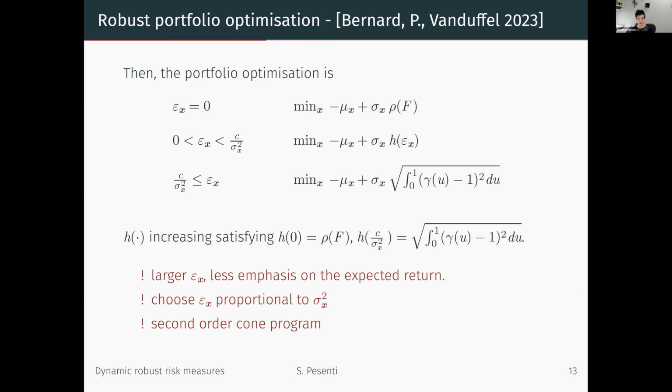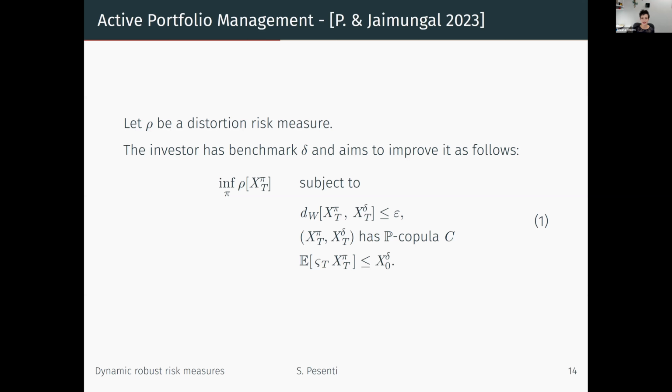Right. Another example that I wanted to show with portfolio optimization is a slightly different one, where I don't look at a worst case risk measure, but I use the techniques to answer a question in active portfolio management. This is a paper with Sebastian Jaimungal. Here we look at a general distortion risk measure, and we assume that the investor has a benchmark strategy, and partially likes the benchmark strategy, but wants to improve upon that strategy, improving in the following sense.